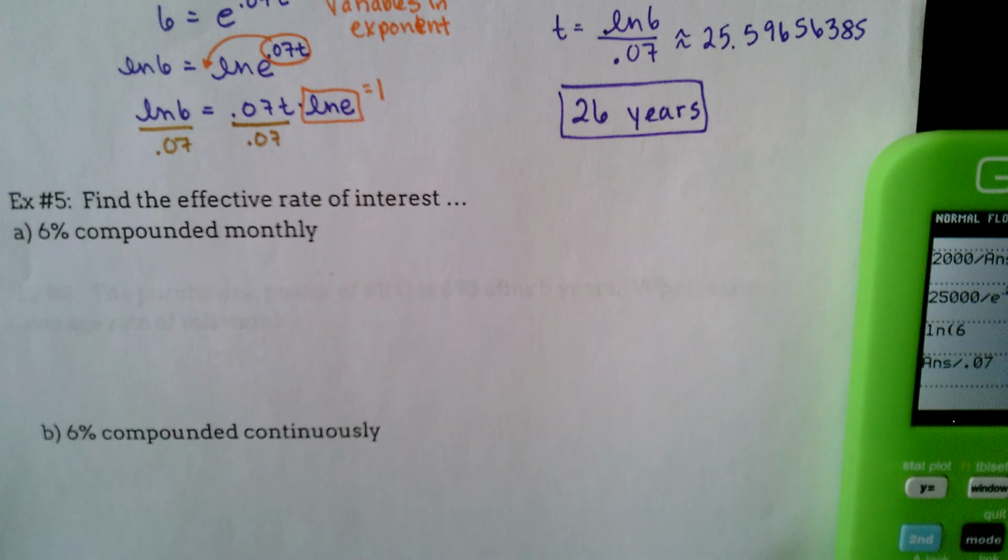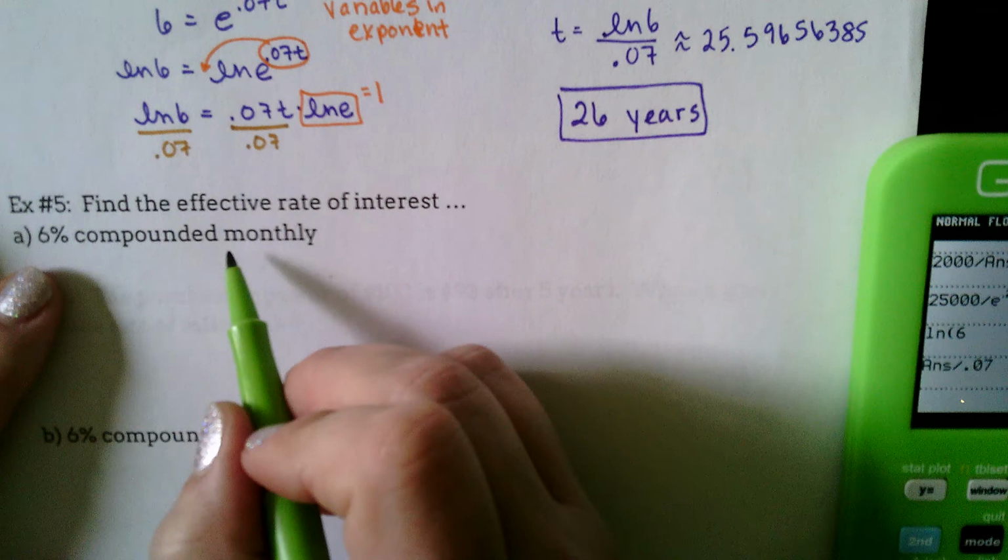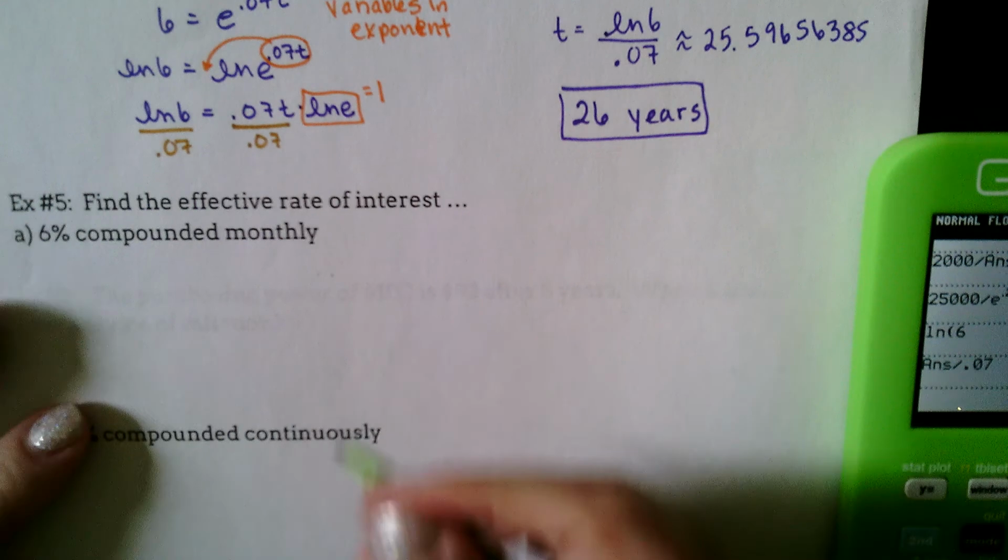Okay, effective rate of interest. That was a new formula. We have not used that one yet. And remember, there were two of them, one for compounded n times per year and one for compounded continuously. So this one is obviously going to be the one for compounded n times per year.